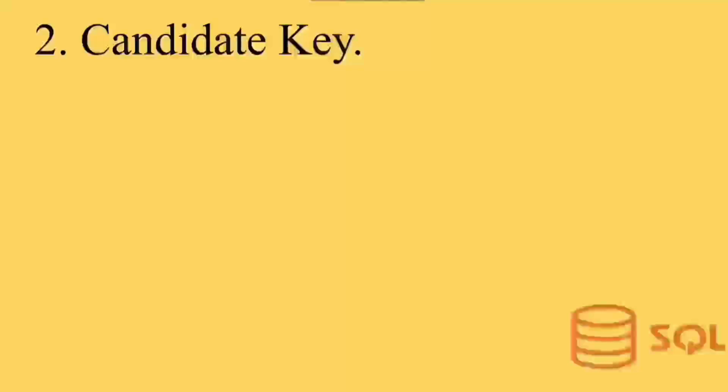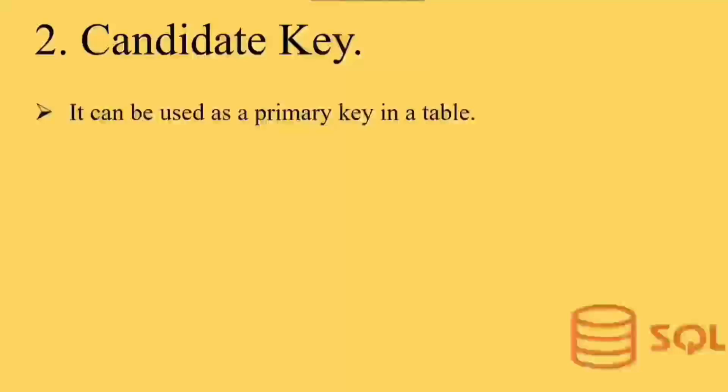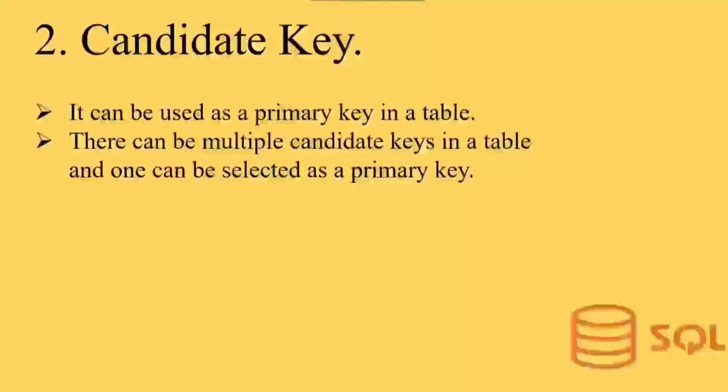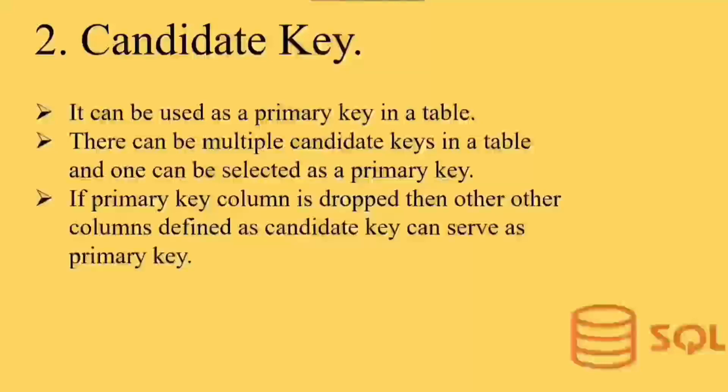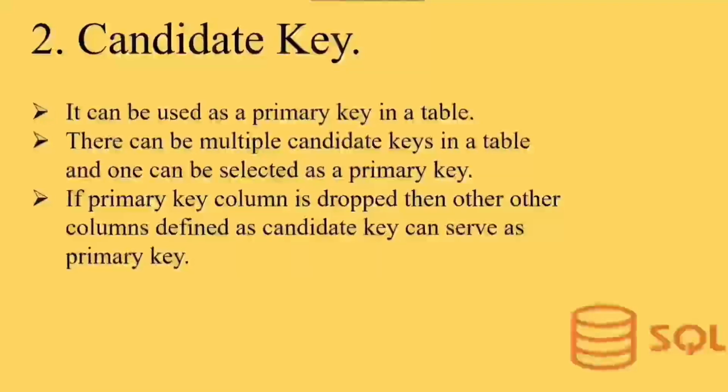Yeah, so now let's go to candidate key. So what is a candidate key? It can be used as a primary key in a table. There can be multiple candidate keys in a table and one can be selected as a primary key only. Okay, and suppose if primary key column is dropped from the table, then other columns defined as candidate key can serve as primary key. Okay, so while creating the table, if you define a primary key and if it is dropped, then you can use other key as candidate key.